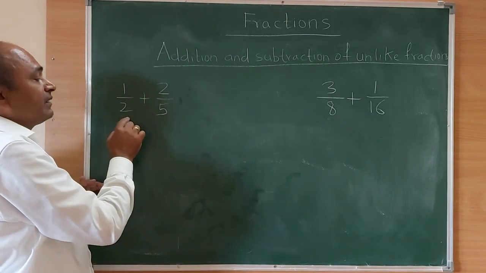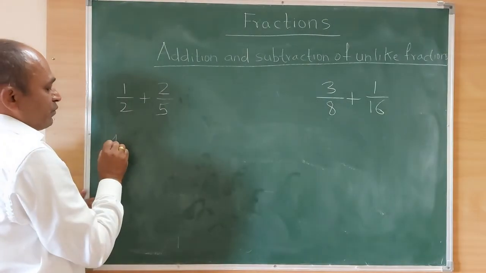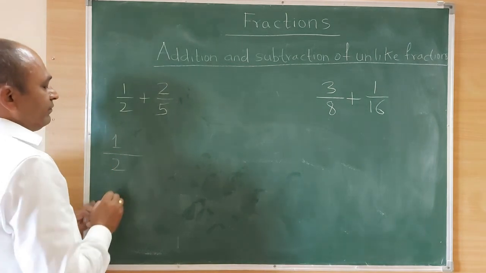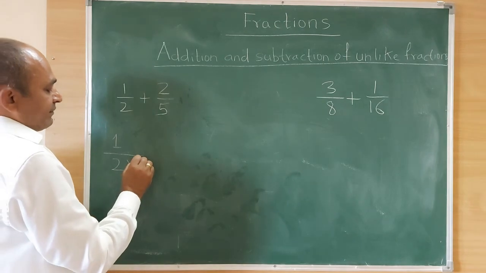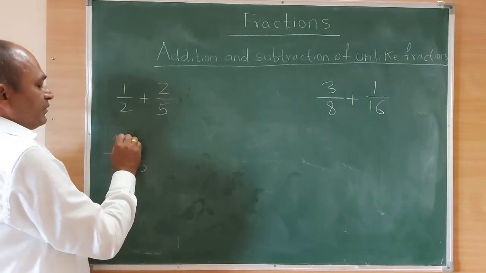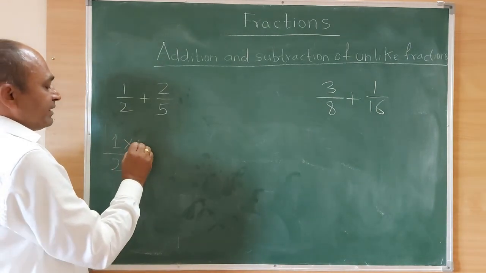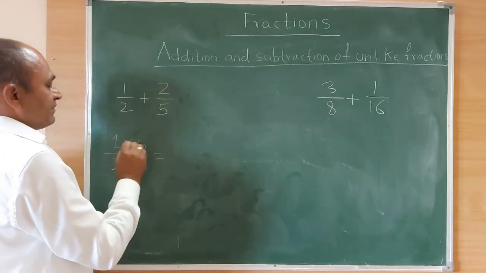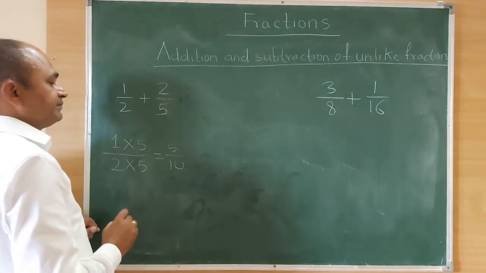whose denominator is 10. So how will I do it? So 1 upon 2, I will multiply the denominator by 5. Means 2 fives are 10. When I am multiplying the denominator by 5, I have to multiply the numerator also by 5. So what new fraction will I get? 5 ones are 5. 5 upon 10.